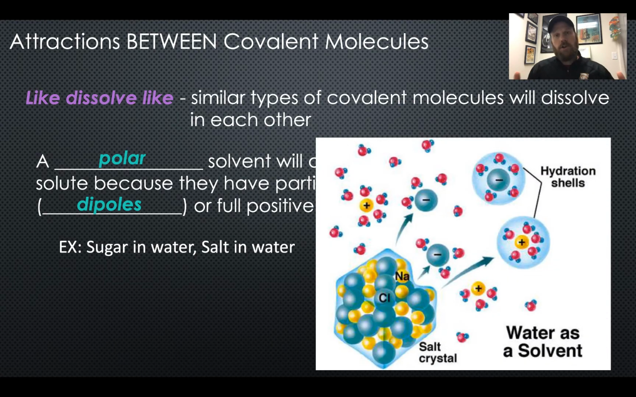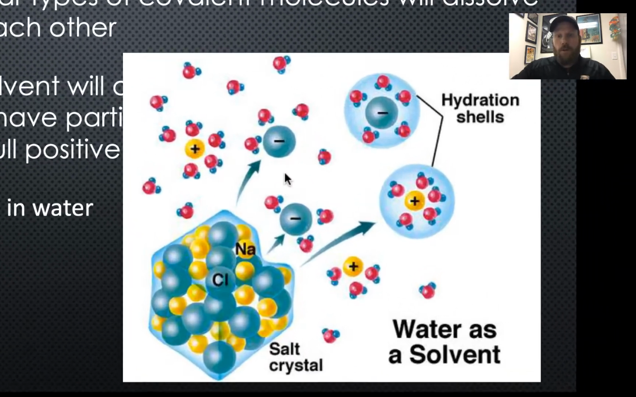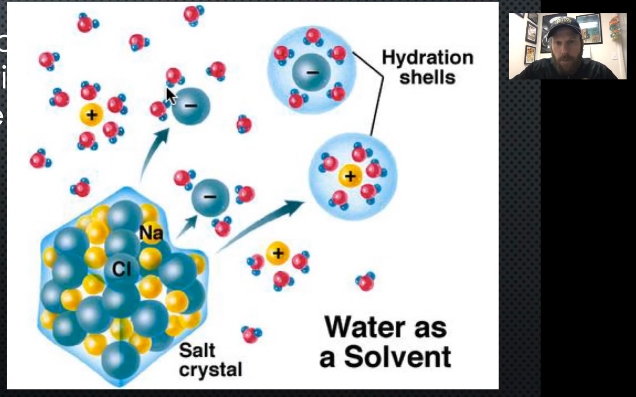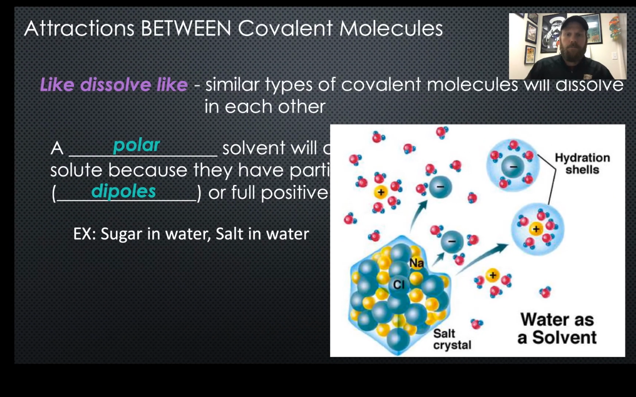So salt dissolves in water. Why does salt dissolve in water? Well, remember, these little water molecules have partial positive charges around the hydrogens, partial negative charges around the oxygens. So they can surround the negatively charged ions with these partially positive regions in water, and they can pull the ions out of the crystal and dissolve a crystal of salt.